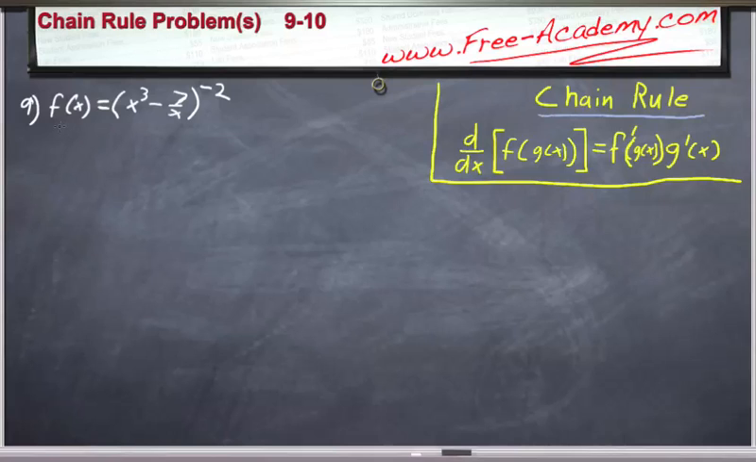Like in the last two problems, we were given a function, but we weren't given a g of x at all. So we're going to choose a g of x in order to make solving these very simple. Now we want to find f prime of x for this whole function overall, but more specifically we want to find f prime of g of x.